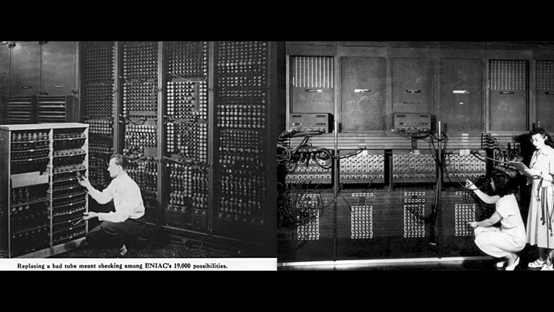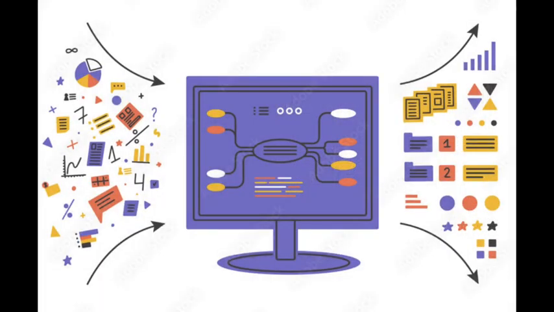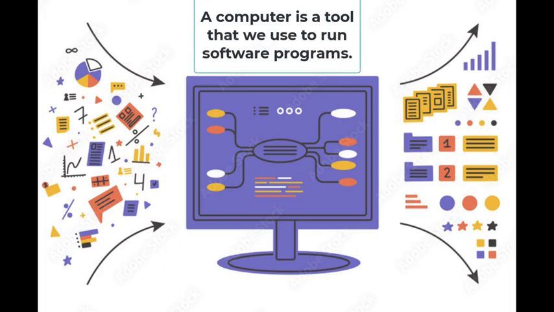Now, it wasn't until the mid-20th century that the term computer began to be associated with the electronic machines we think of today. These machines were called computers because, like their human counterparts, they were designed to perform calculations. But over time, of course, they evolved to perform many other tasks beyond just calculations. So keep in mind that a computer is a tool that we use to run software programs. It processes input, performs operations, produces output according to a set of instructions known as, ta-da, computer programs. A computer itself does not make decisions or learn from experience unless it's been programmed to do so.